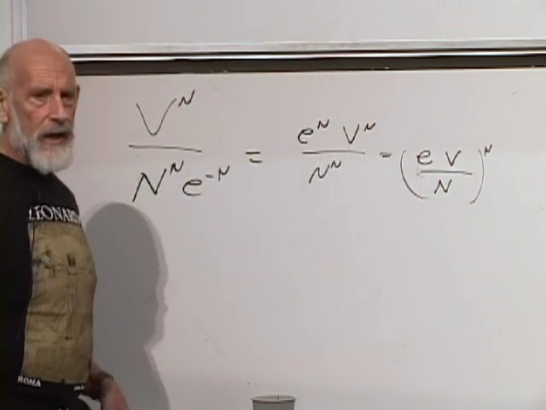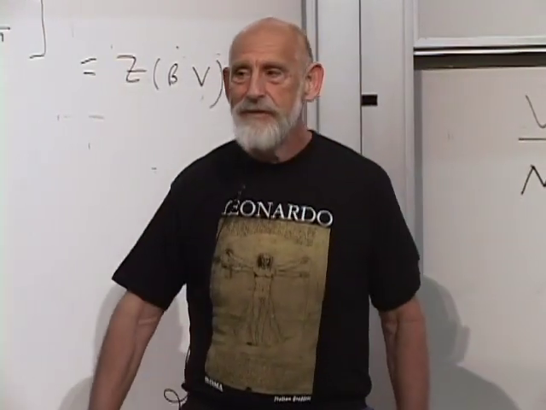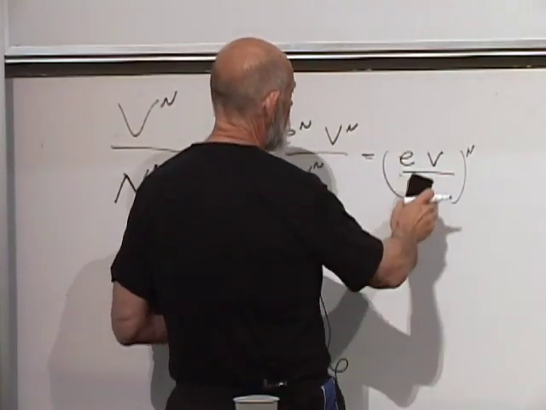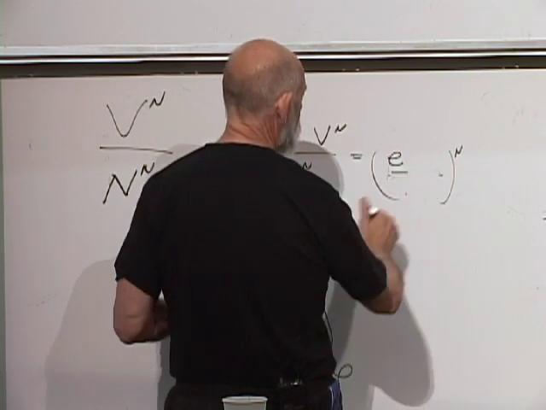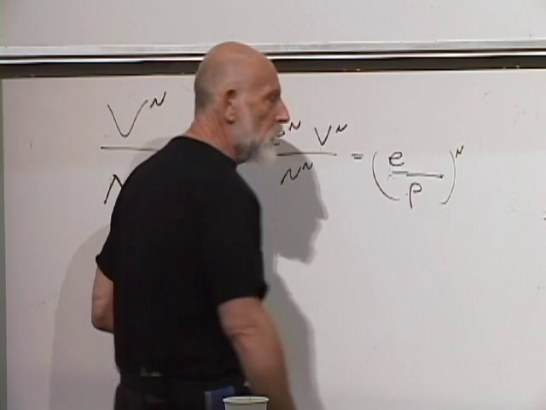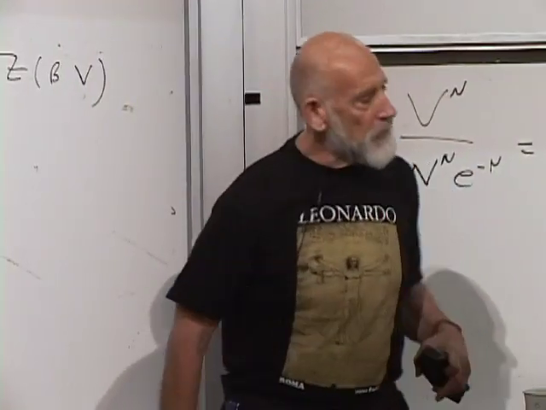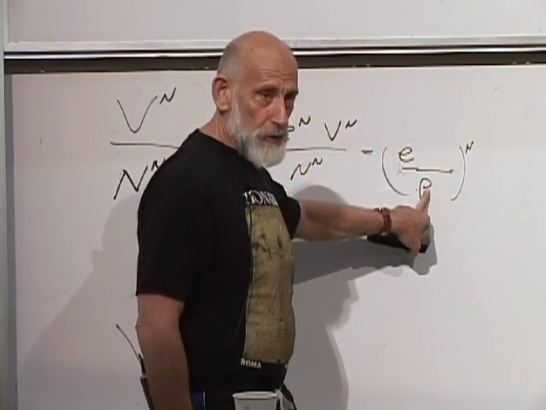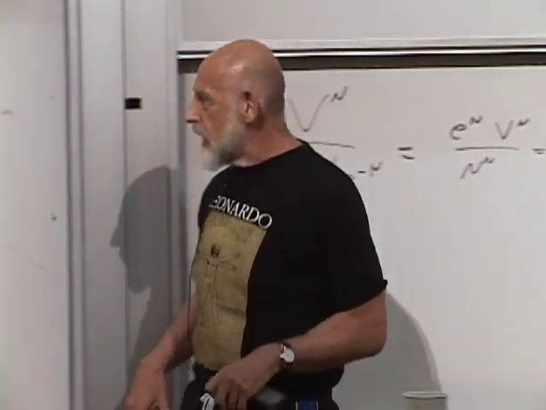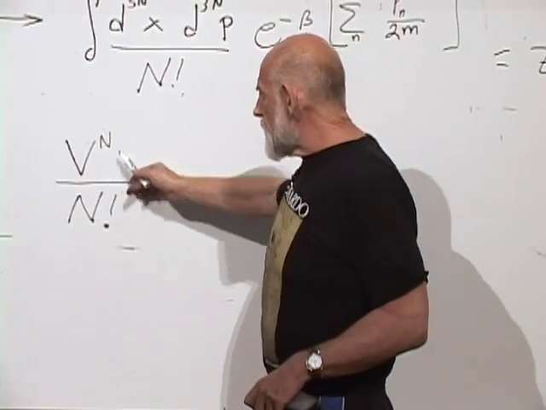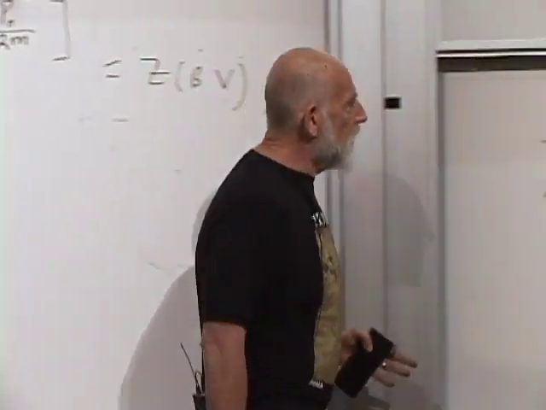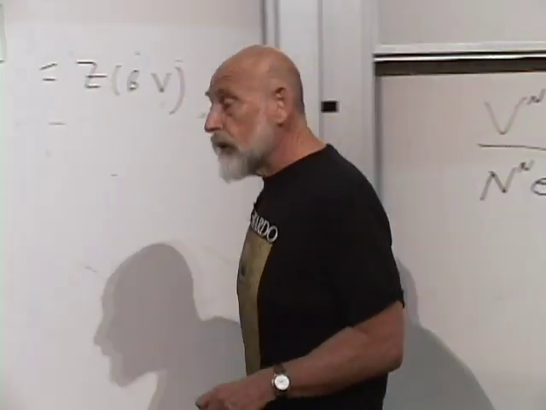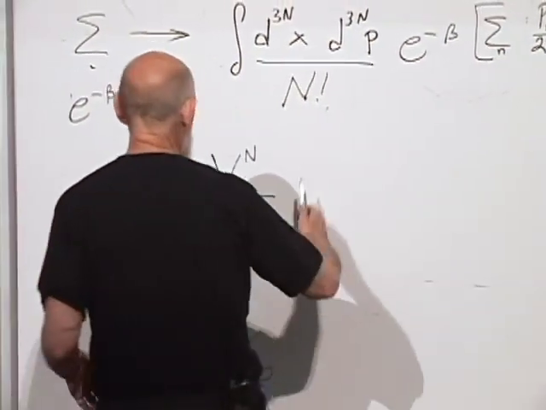Now, what is V over N? Or N over V? Density. N over V is the density. So in fact, this is e divided by the density, rho, to the power n. In other words, for each particle in the system, there is a factor of 1 over density in the partition function. I'm not going to use that today, but it's interesting to notice that this combines together in such a way as to give a factor of 1 over the density for each particle. That's a useful fact that'll come up another time. But for the time being, let's just leave it this way.